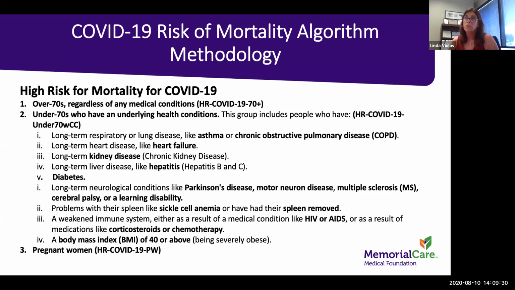Those that have a spleen disorder, they have sickle cell anemia, they've had a splenectomy, you again will be in our high risk area. And then lastly, our weakened immune system, either because of a medical condition like HIV or AIDS, but also as a result of receiving treatments like corticosteroids and chemotherapy. I've heard a lot in the talks today about obesity as being something that puts you at risk. And in this case, yes, if you have a BMI of 40 or more, you are classified as severely obese, you also, regardless of age, will fall into this high risk of mortality.